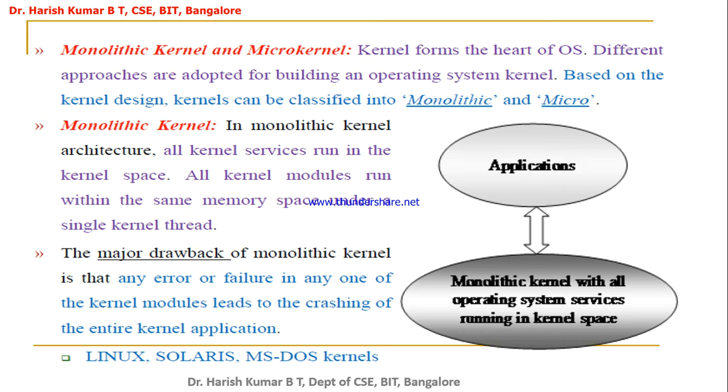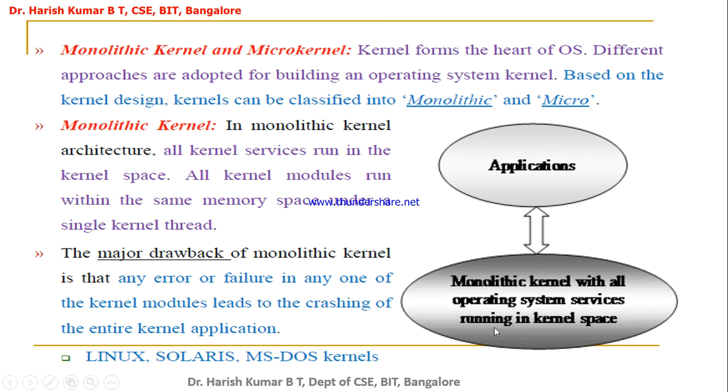And again, you can have two types of kernel: one is the monolithic kernel and the other is the microkernel. These are the two different approaches adopted for building the kernel of the operating system. Now, what is a monolithic kernel? Monolithic means a heavy kernel, one which is large in size and has a lot of kernel modules present in the same memory space under a single kernel thread.